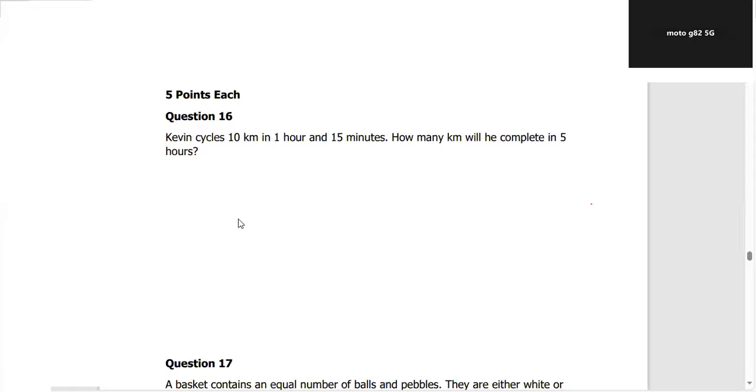Question 16. Kevin cycles 10 kilometers in 1 hour 15 minutes. How many kilometers will he complete in 5 hours? So let's just convert them. 10 kilometers in how many? Let's convert it into minutes first. 60 plus 15, so that is 75 minutes. Then how many kilometers will he complete in 5 hours? So 5 hours is how many minutes? 5 times 60, which is 300 minutes.